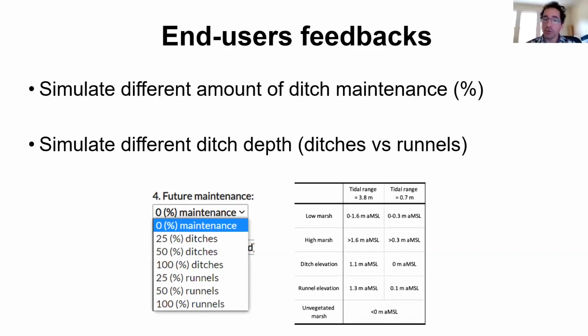The other thing we can control is the depth of the ditch maintained. Do we maintain at 50 centimeters depth, or maybe we only dig it to 20 centimeters, which is what is called a runnel.